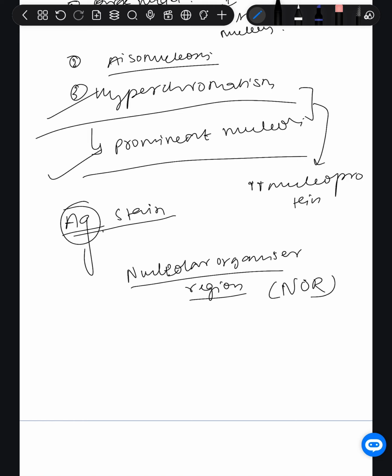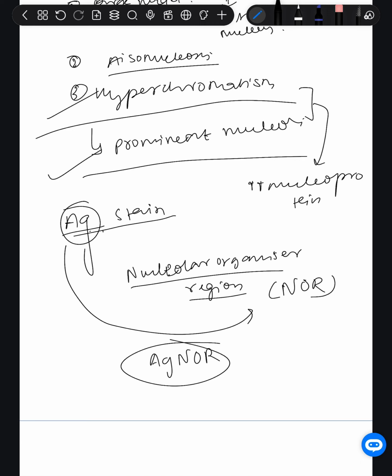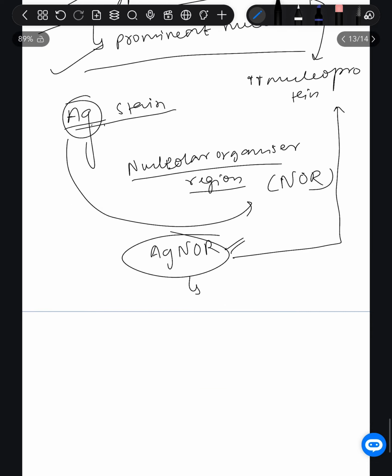When we stain it with silver, Ag, it becomes AgNOR. This reminds me of Ragnarok, but yeah, this becomes AgNOR, and the AgNOR takes up the stain very nicely, because there is an increase in nucleoprotein. That's why it is very well stained, and it can be visible also.